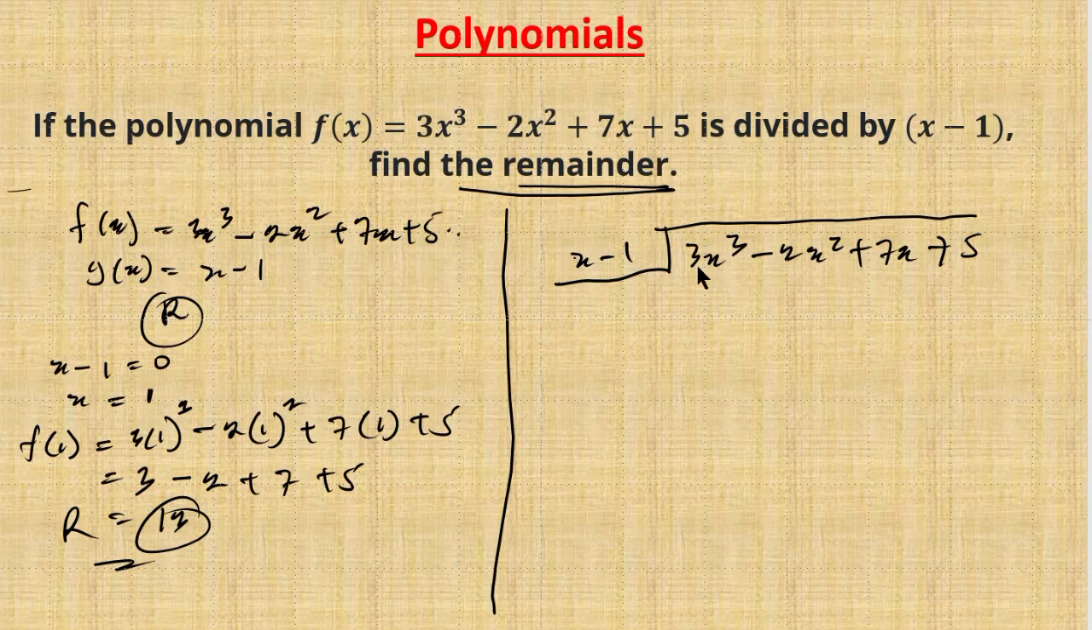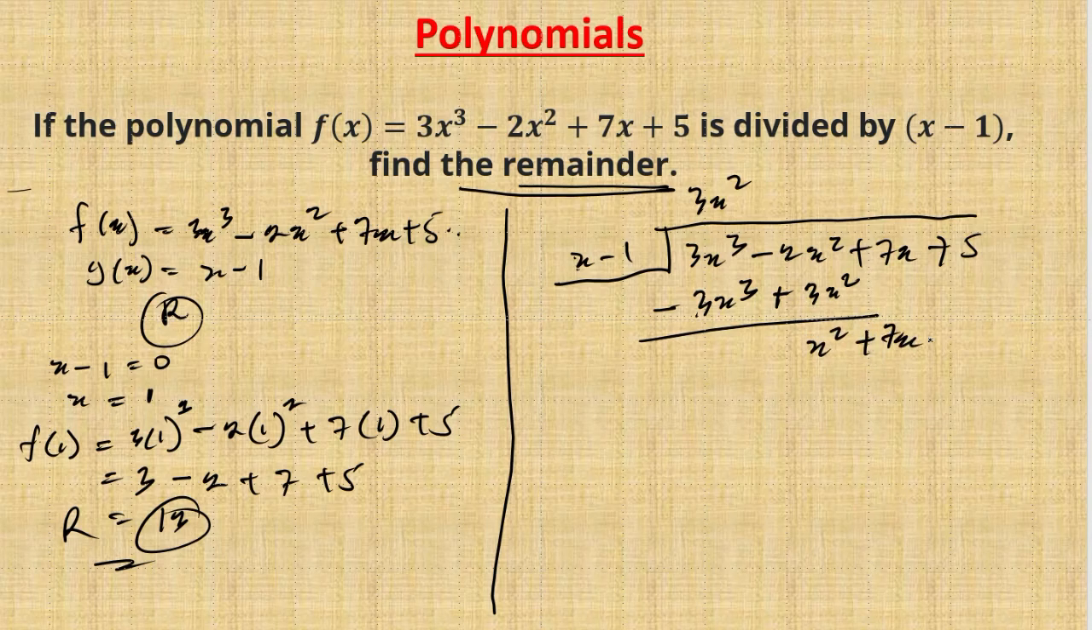Now, x into 3x gives 3x squared. X times 3x squared is obviously 3x raised to power 3. Now, 3x squared times minus 1 is minus 3x squared. Now, we subtract, like you do in every other long division, you subtract this from the top. So this becomes minus, and this becomes plus. So 3x squared minus 2x squared is x squared plus 7x.